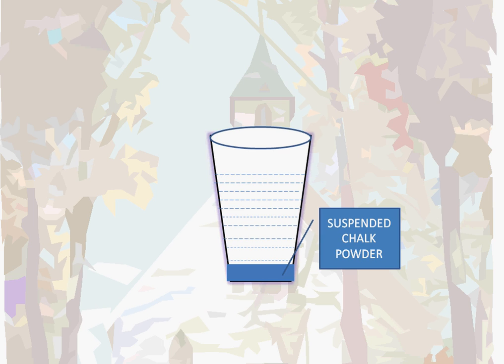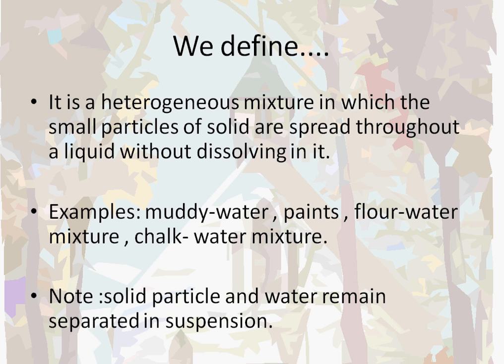Now friends, how will we define suspension? We can define suspension as a heterogeneous mixture in which small particles of a solid are spread throughout a liquid without dissolving in it, as the size of the solid particles in the suspension is quite large. You can also say that it is larger than 10 to the power minus 5 centimeter.